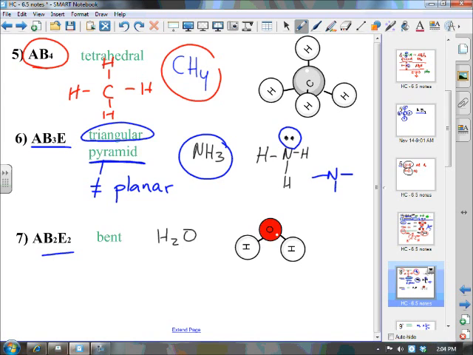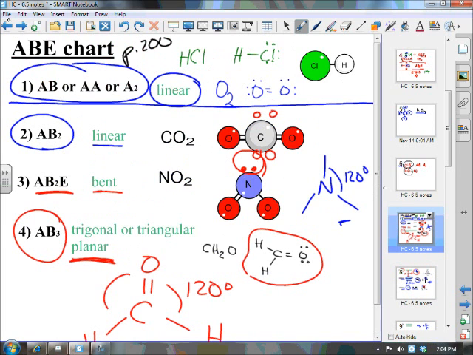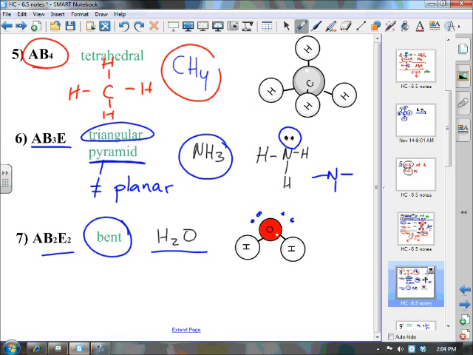AB2E2. If we have a chemical structure that has that formula, then it's bent. Water is the good example. So it's not linear. If we come back here to AB2, carbon dioxide, it's linear. Center atom, two other atoms attached to it, a straight line. Water is not the case because water has two pairs of electrons that take up space.